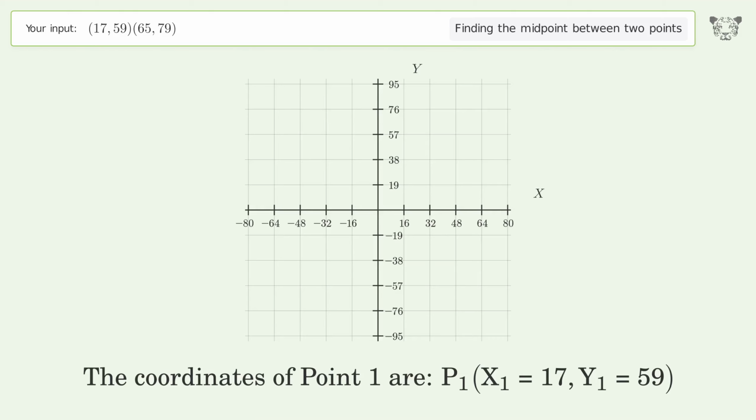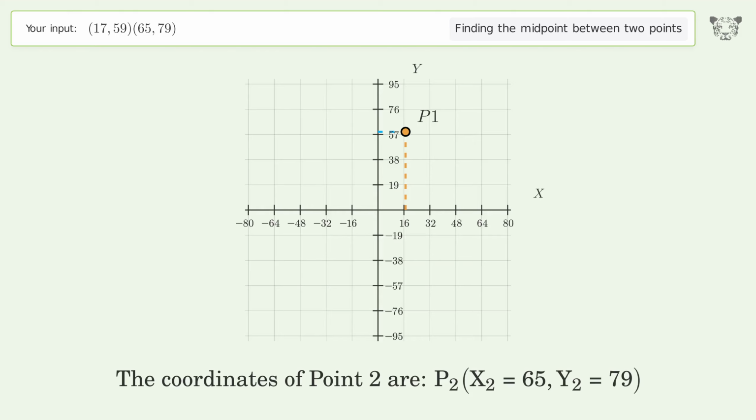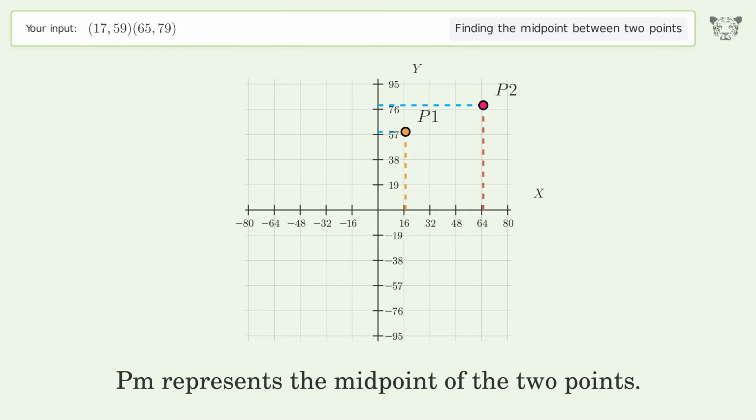The coordinates of point 1 are, x1 equals 17, y1 equals 59. The coordinates of point 2 are, x2 equals 65, y2 equals 79. PM represents the midpoint of the 2 points.